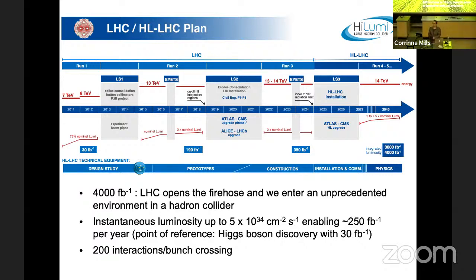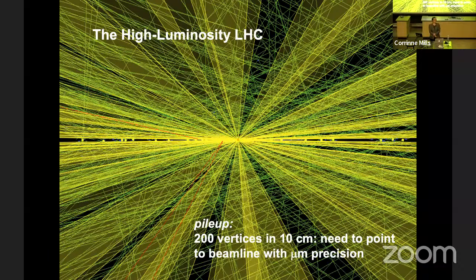This is kind of an artist's interpretation of what that's going to look like. And we're going to have a lot of vertices. And so we need a really, really good tracker to point back to those vertices to make sure that we can reconstruct all those B jets and discriminate against non-prompt leptons and all the rest.